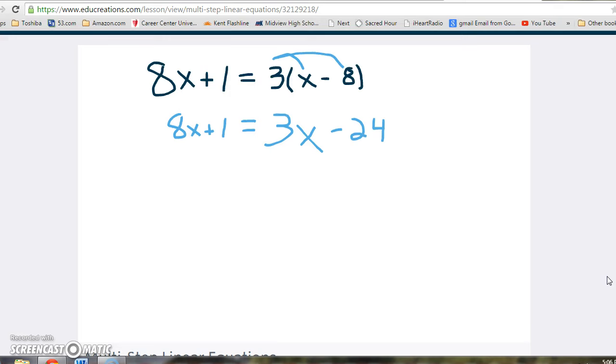In this process, I'm going to start with our x's. So I've got 8x and 3x, and I'm going to move the 3x over to the same side as the 8x. So I want to subtract 3x, because 3x minus 3x is 0. So they cancel each other out. Now, remember, the rule is, whatever you do to one side, you must do to the other. So 8 minus 3 is going to give us a 5x. We still have our plus 1, and we still have 24 on the other side.